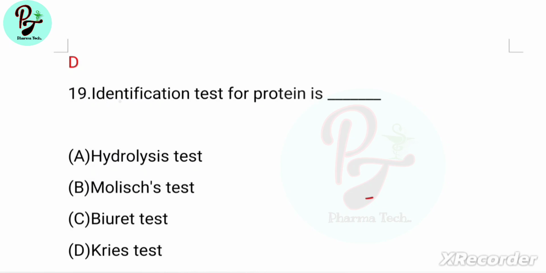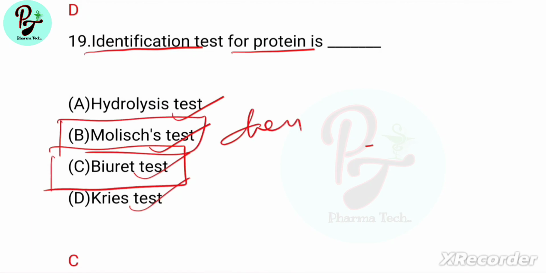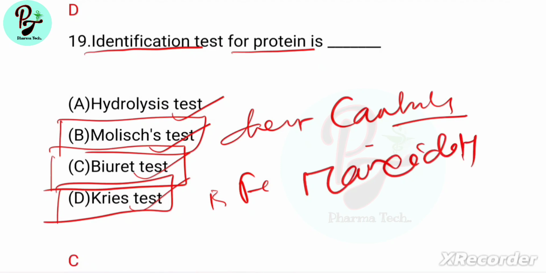Next question: identification test for protein is, options are hydrolysis test, Molisch test, Biuret test, Craig test. Answer is C, Biuret test. Molisch test is the identification test for carbohydrates. Craig test is for detection of acidity. Hydrolysis test is used to identify bacteria that can hydrolyze starch.